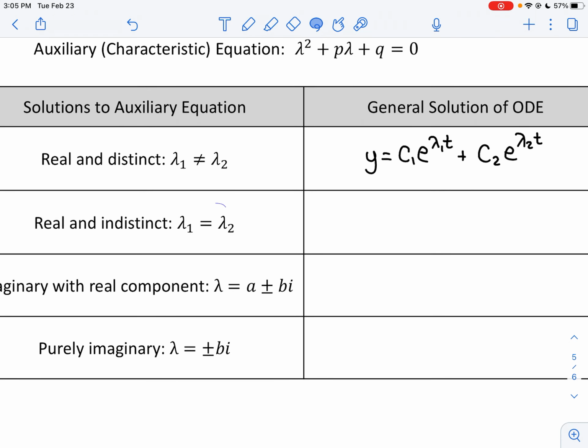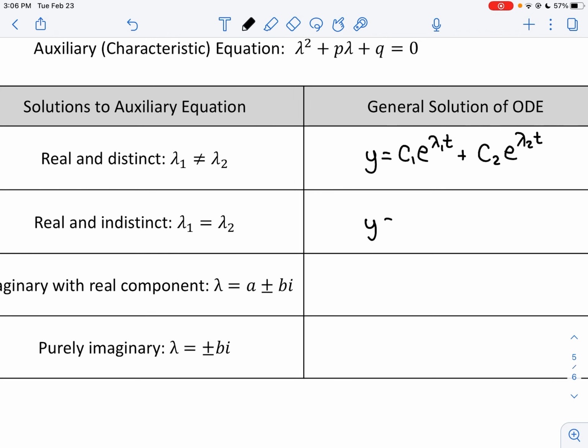In the case, like in our second example, when the two lambdas turn out to be repeated, so it's real and indistinct, so there's no i involved, our general solution will be some constant times e to the lambda 1 t plus some constant times t e to the lambda 1 t. And so putting that t in front as a coefficient created a second function that's a solution that's also linearly independent from the first one. So this is how you would create your general solution if the lambdas are real and indistinct.